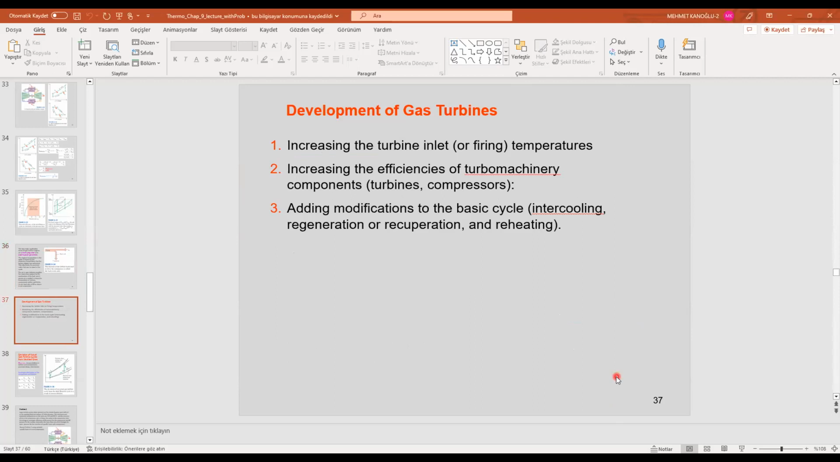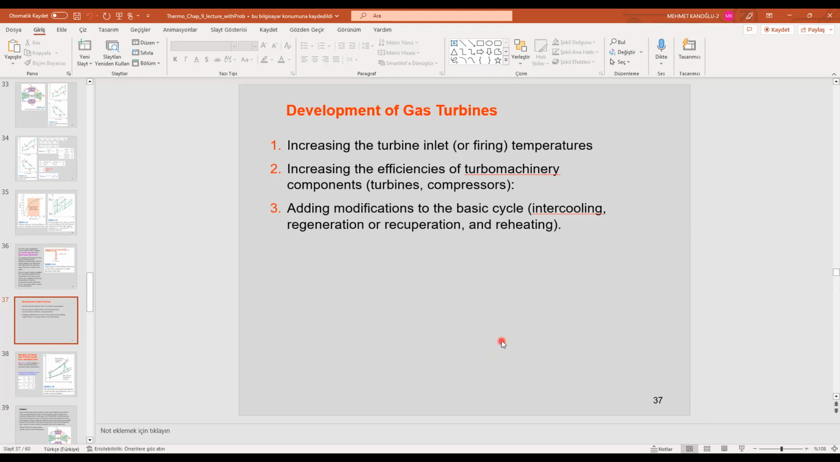Okay, development of gas turbines. So in the history of development of the gas turbines, what are some measures in order to increase the efficiency and the performance? One is increasing the turbine inlet temperatures. Increasing turbine inlet temperature will improve the efficiency. You can understand that from the Carnot cycle efficiency, right? The higher the TH, the higher the efficiency of heat engine. The same is true for actual heat engines, like gas turbine engines. So you want to maximize turbine inlet or firing temperatures.